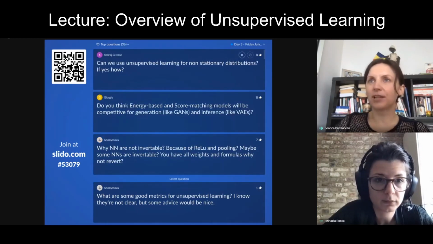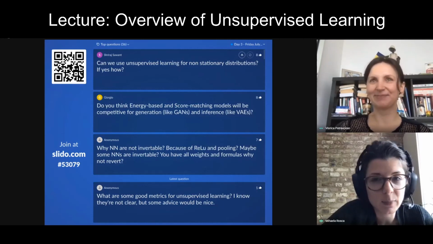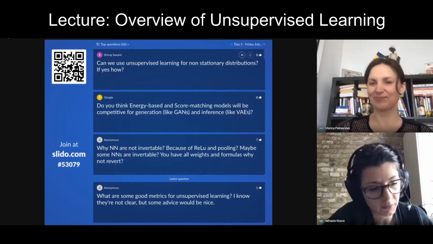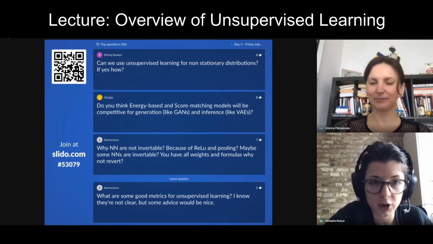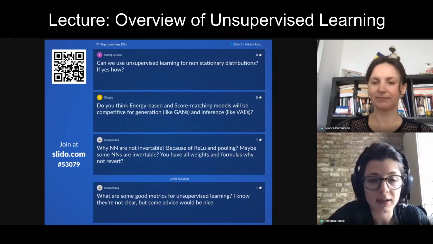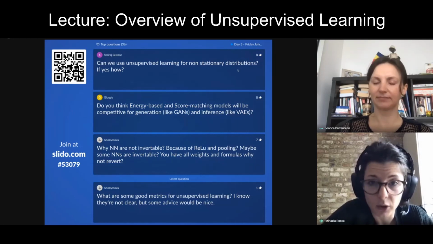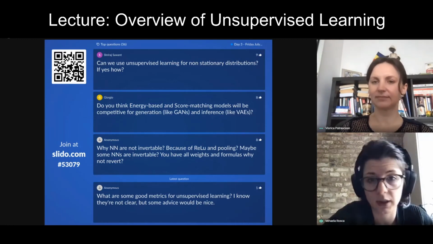Can we use unsupervised learning for non-stationary distributions? If yes, how? Yeah, it's a bit hard. So for example, even in the RL example that I've shown with exploration, of course, the distribution kind of changes. There are ways. It's not easy. So for example, even GANs can be thought of as dealing with non-stationary distributions because the generator keeps changing and the discriminator has to adapt to that. So there are ways.